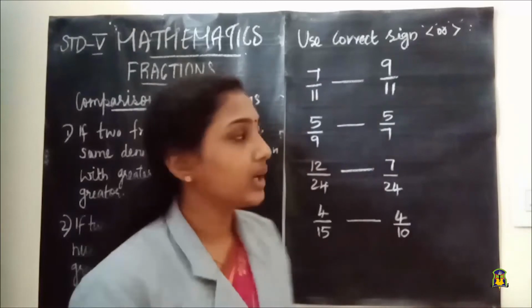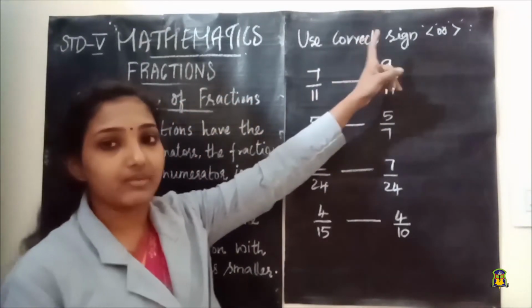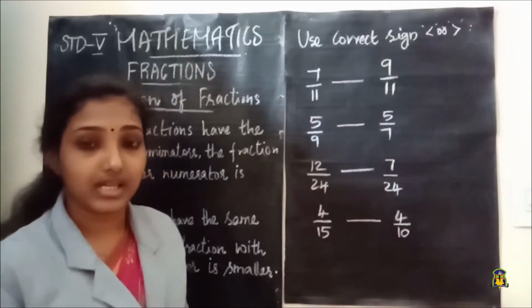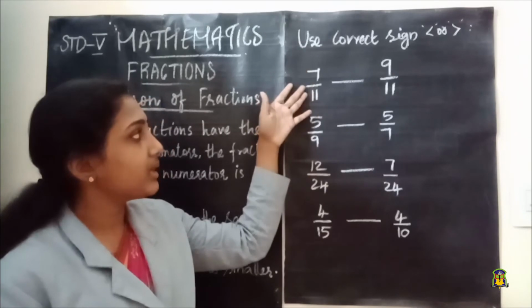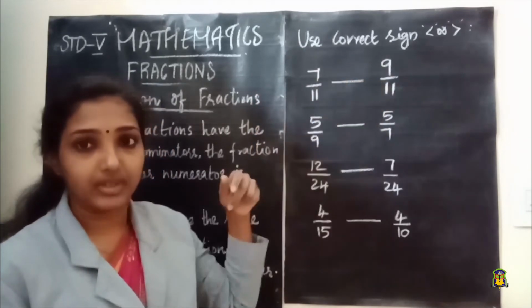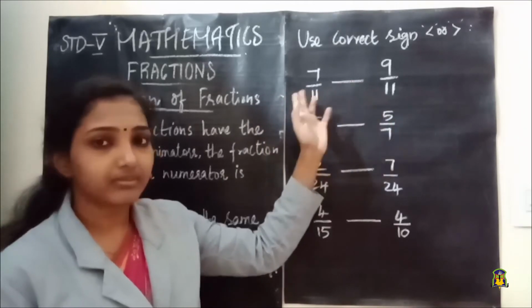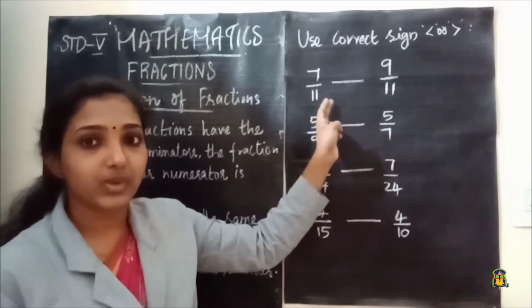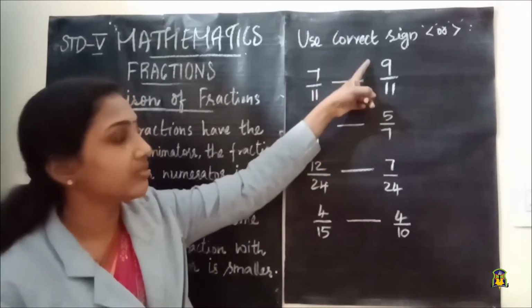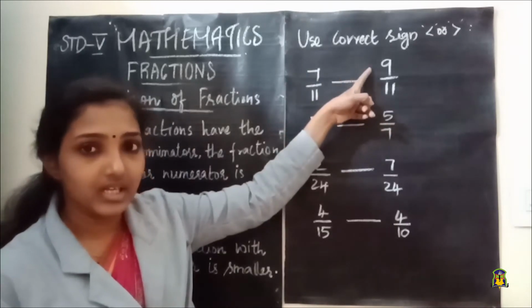Okay, so here we are given some questions. Let's compare. Use the correct sign. We have to use the less than symbol or the greater than symbol to compare these fractions. So the first one, 7 by 11 and 9 by 11. Look at the fractions. They have the same denominators. So when the denominators are the same, we look at the numerators. And the numerators are 7 and 9.